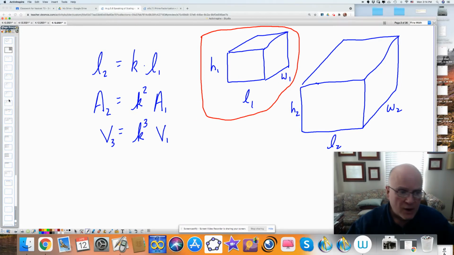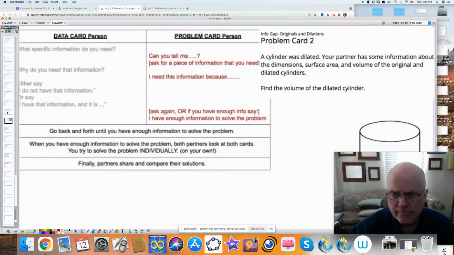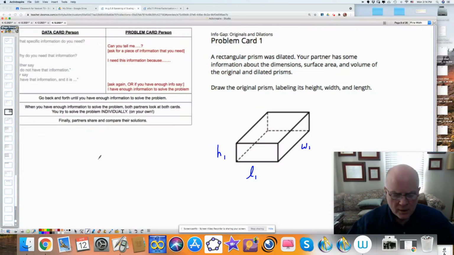So let me show you how the dialogue went with us today. This is problem card 2. In problem card 1, I said, what specific information do you need? And some people hemmed and hawed because they didn't know what to ask for. But one person said, do I know the H1? And I said, why do you need that information? Well, because that's one of the things I need. And the answer is no, I don't have that. So this is things I don't have.